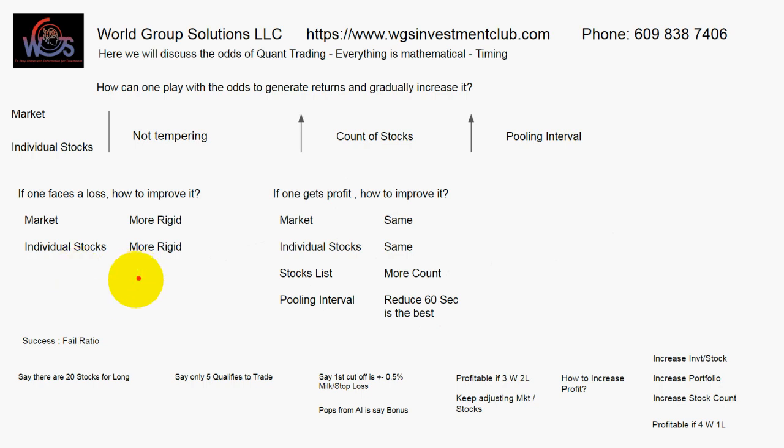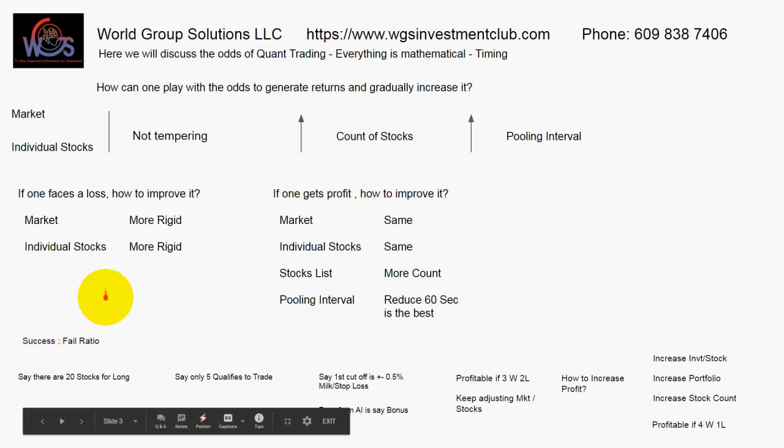So having said that, you can go both directions. If you face a loss, you can be more conservative and keep being conservative till you get to a point where you're making profit, or if you're getting a lot of profit, you can improve or magnify, is what I was trying to talk about with the stocks.